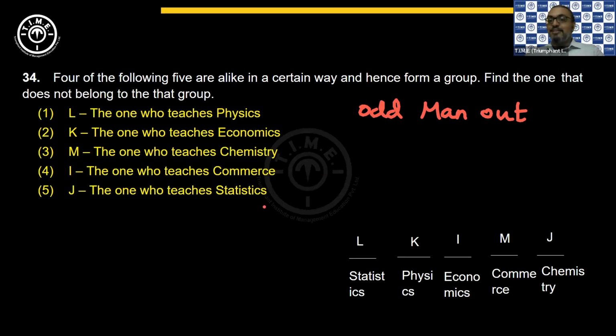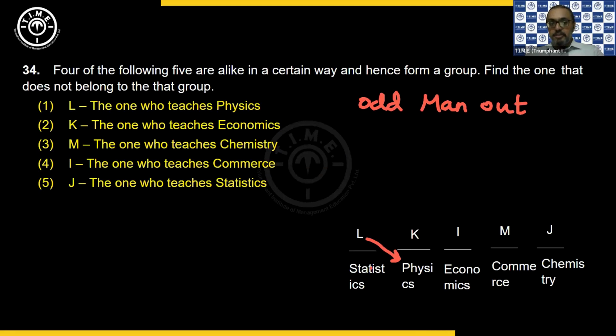Okay, we have a person and a subject given. So L and physics, the relation is subject is immediately after person. K and economics, again the same. Subject is immediately after person. M and chemistry, that is also subject is immediately after person. I and commerce, that is also subject is immediately after person. J and statistics. Now the subject is before the person. So option 5 is the right answer. Yes, option 5 would be the answer.